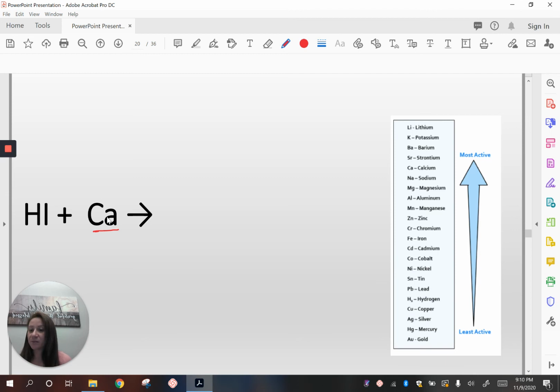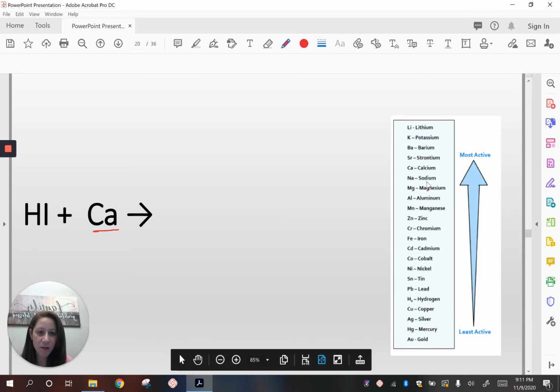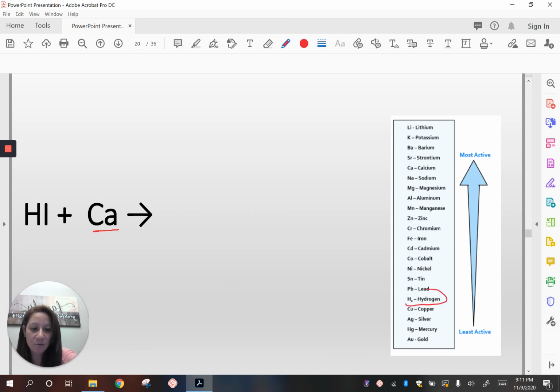So HI is an acid, and acids are a little bit unique. They're a little bit different. In acids, hydrogen behaves like a metal, even though it's a non-metal. How? Because it is positively charged, and so the hydrogen here behaves like a metal. And if you notice on here, you will see that hydrogen is listed among the metals, even though it's not a metal, but sometimes it behaves like a metal when it's in an acid.